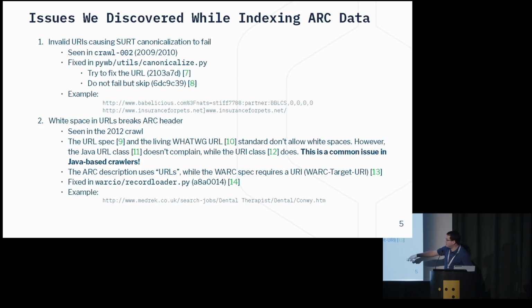The second one that we detected, and you can see an example here, is that there's sometimes white space in URLs. This is a very common problem with Java crawlers because the Java URL class doesn't complain about white spaces, but the URI class does. So when we try to convert it to WARC, which requires a URI, we start having problems. Again, Sebastian had some fixes for both of these.